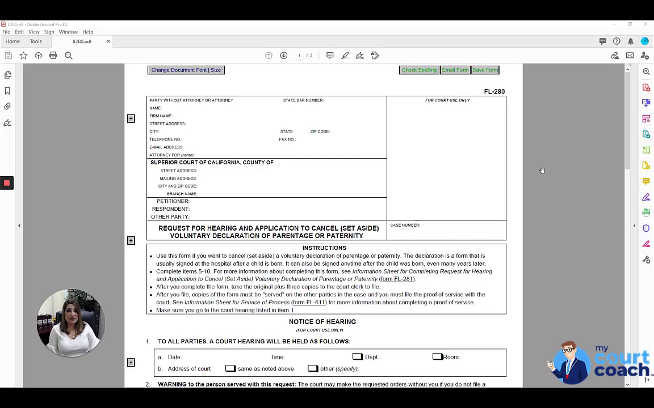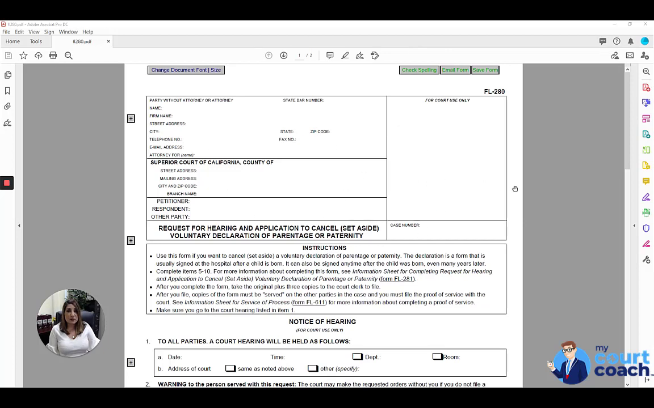I'm Sarah, and I'll be your instructor today as we talk about the request for hearing and application to cancel or set aside the Voluntary Declaration of Parentage or Paternity, also known as Form FL-280. As with all our court forms, you want to fill in your identifying case caption information at the top.